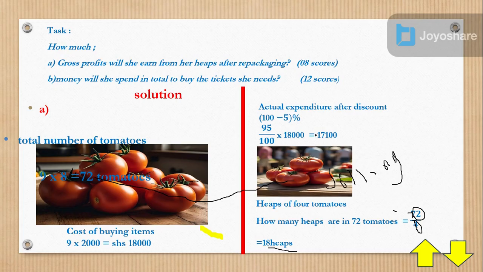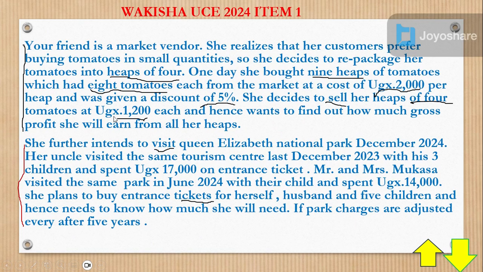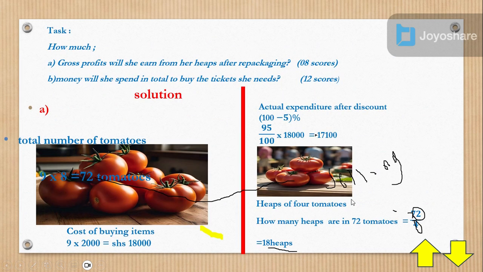We must now know how much each heap is when she's to sell. So let's go and see. In the question it says she decides to sell her heaps of 4 tomatoes at Uganda shillings 1,200. So she'll be selling at 1,200 shillings. Take note of that. Okay, good. Let's now proceed to the next.